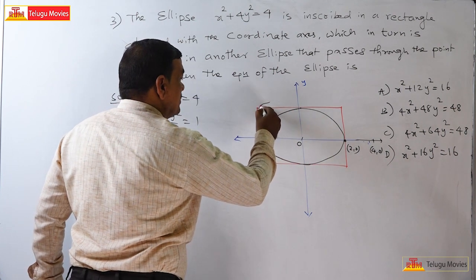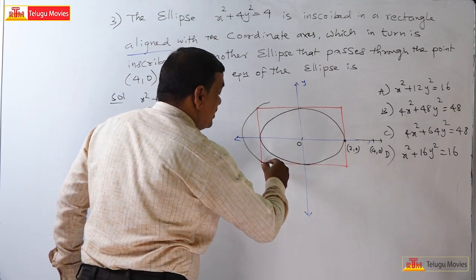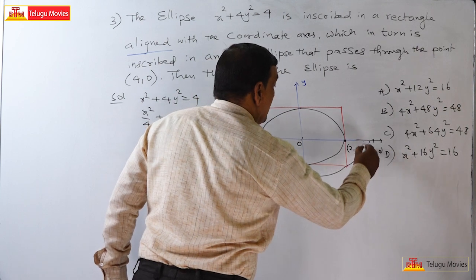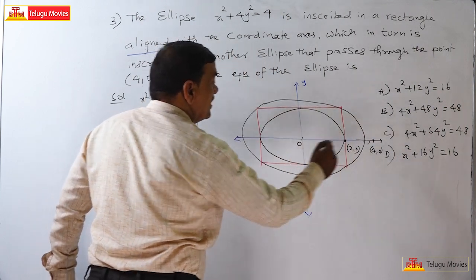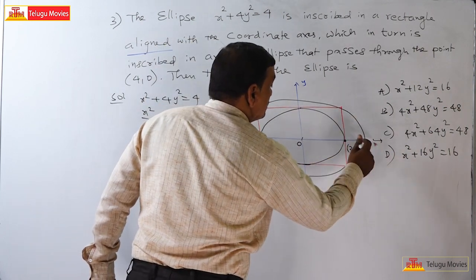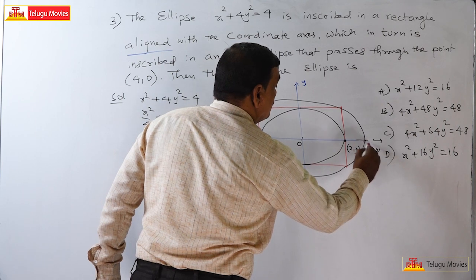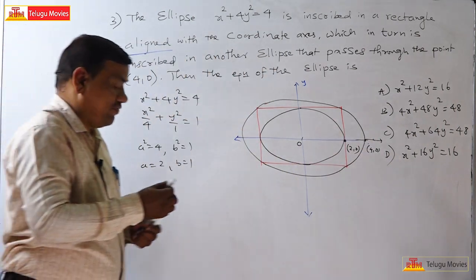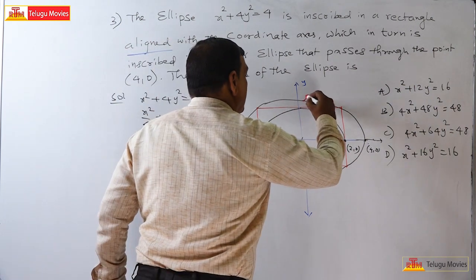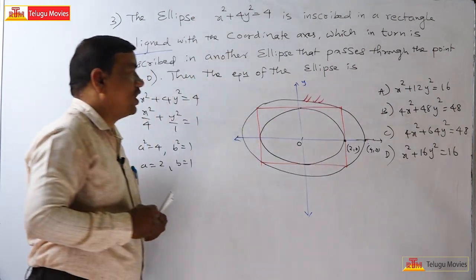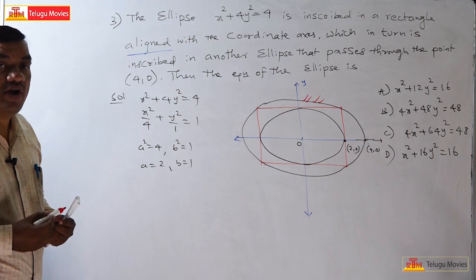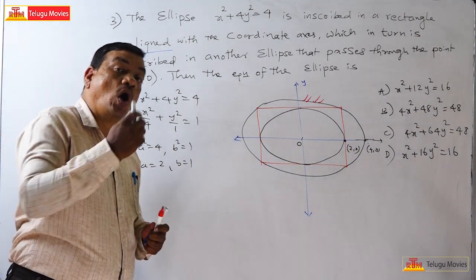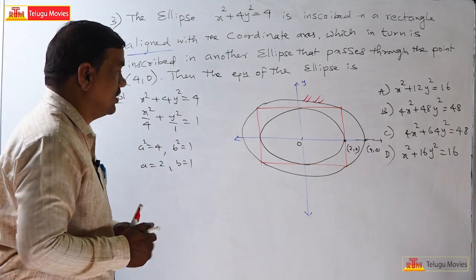Again, this rectangle is inscribed in another ellipse which passes through the point 4 comma 0. Now we have to find out the equation of this ellipse, the outside ellipse. Okay, now let us start that.